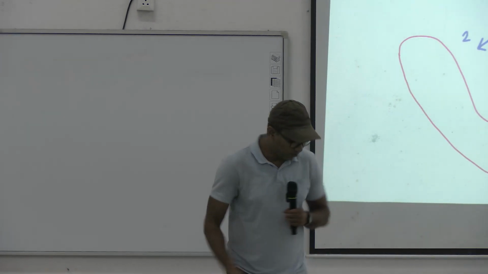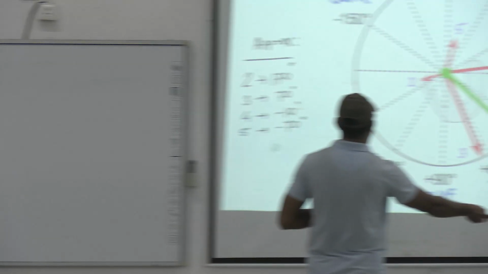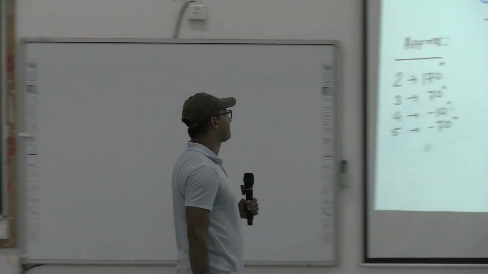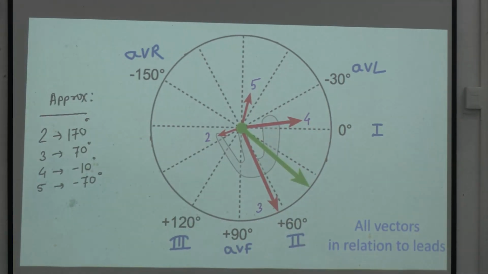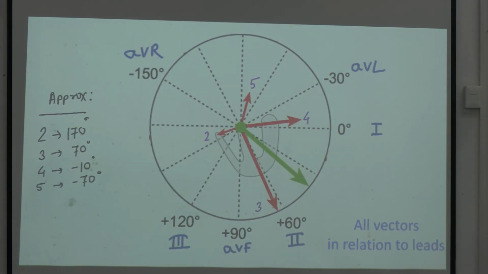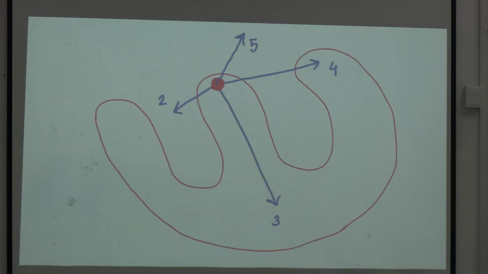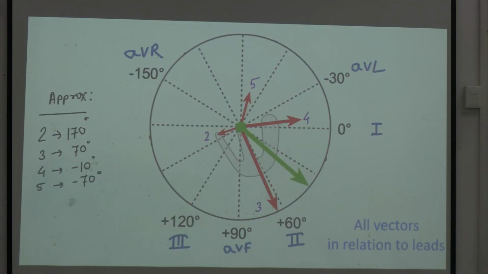Now see this picture. Here the atrial vector is not shown. So we are focusing on the ventricular right now. Just forget atrial vector for now. So this is the second vector. This is third vector, fourth vector, and fifth vector.